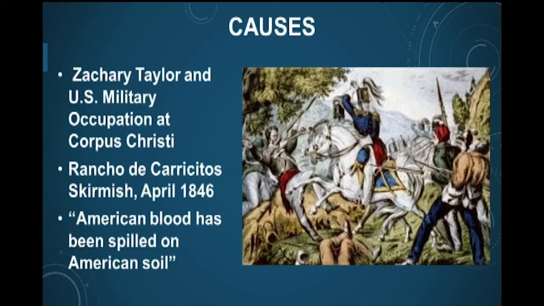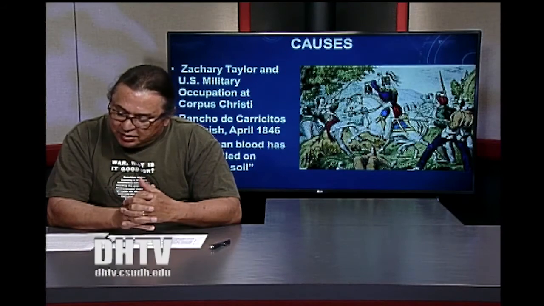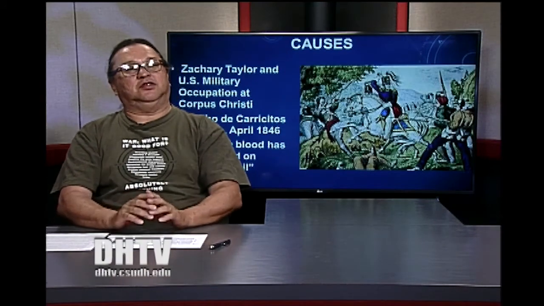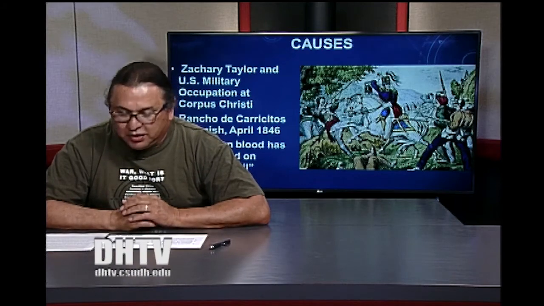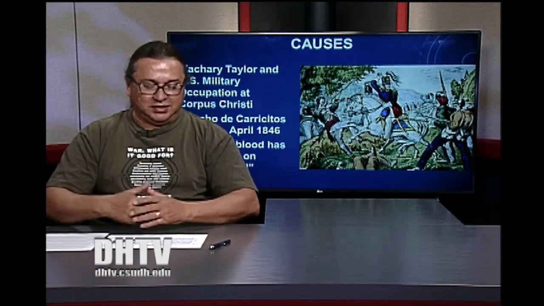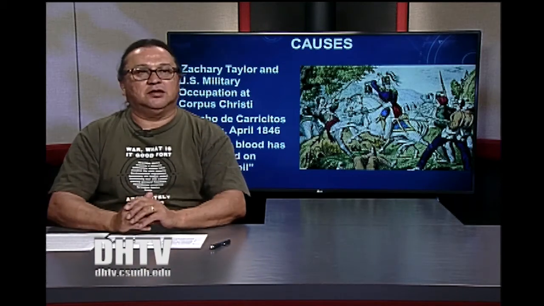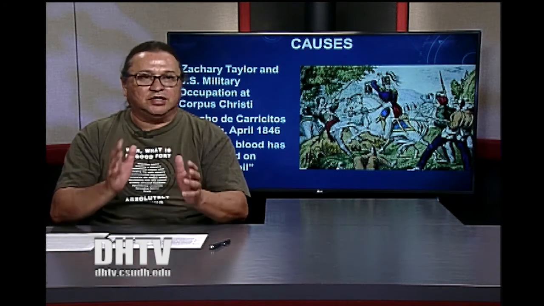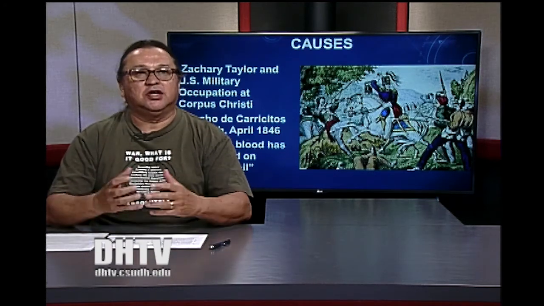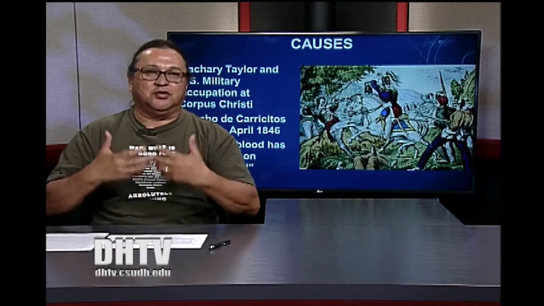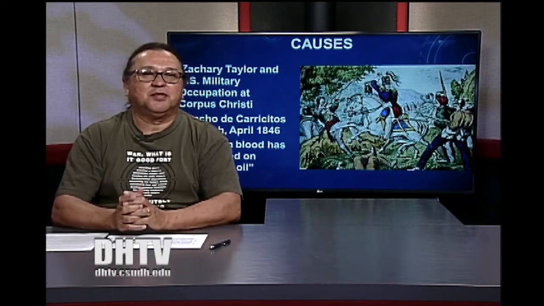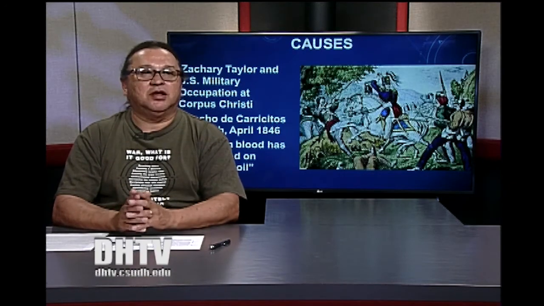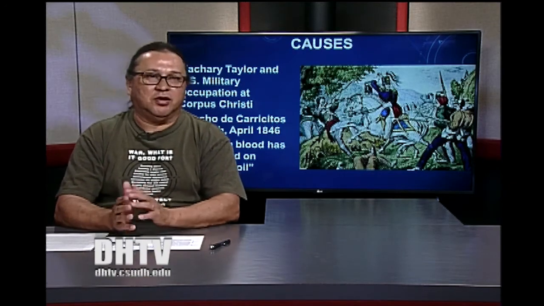As part of the U.S. National Park System. All the subsequent battles are going to be fought in Mexico, California, and New Mexico, but Texas likes to emphasize it. But the Rancho de Carecitos skirmish is going to give President Polk the reason to invade Mexico, and that is: American blood has been spilled on American soil.